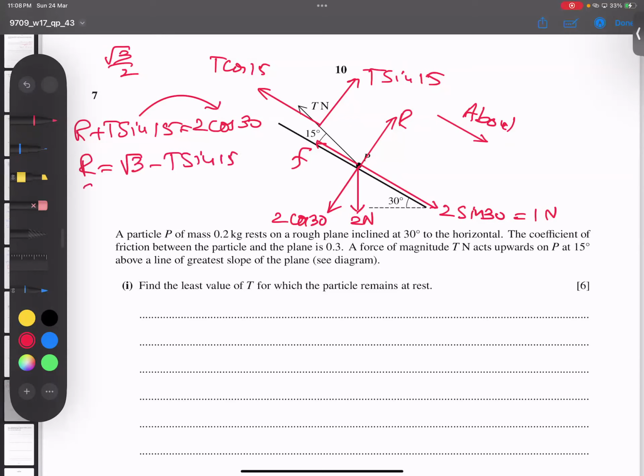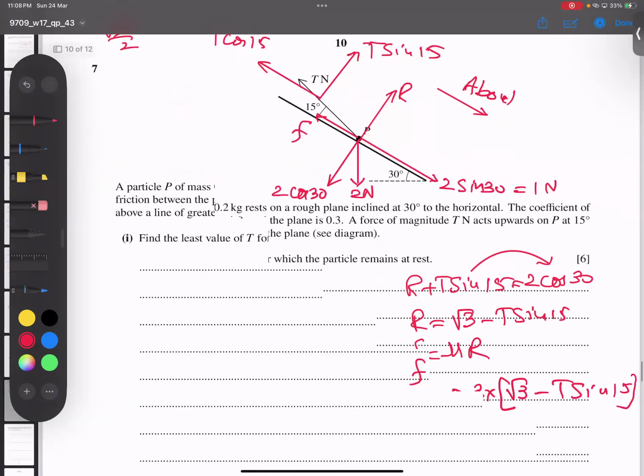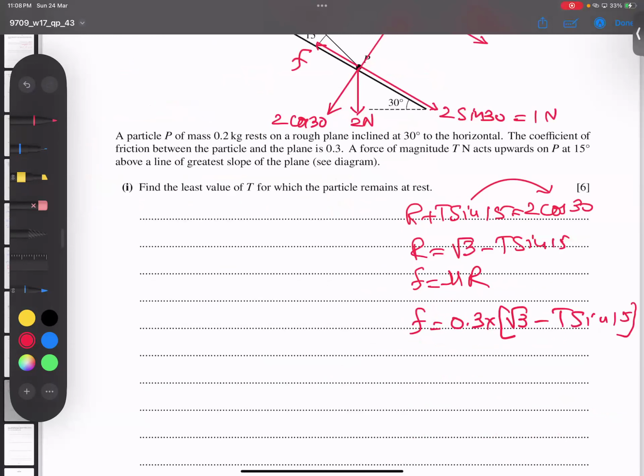And what is the friction formula? F is equal to mu R. And mu is given by him, as you can see, coefficient of friction of surface 0.3. So I'm writing 0.3. This story is very clear, and I'm bringing it down now here. Okay, fine. So F value is mu R, which is 0.3, and R value in the bracket, from the top, root 3 minus T sine 15. To save time, I can multiply also inside, but let's move on next.